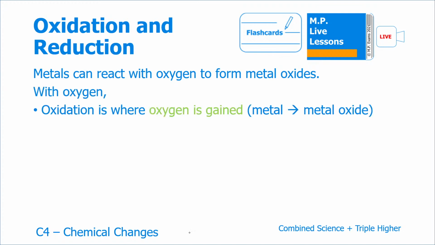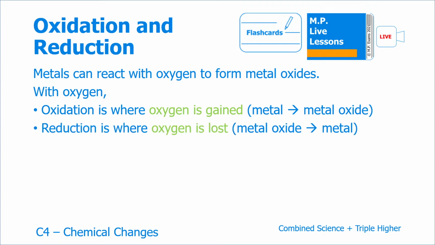So with oxidation, oxygen is gained. So a metal reacts with oxygen to form a metal oxide, and reduction is where oxygen is lost instead. It is possible sometimes for some metal oxides to react with something else, like carbon, to get just the metal.